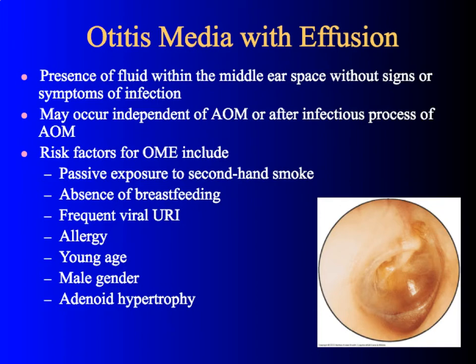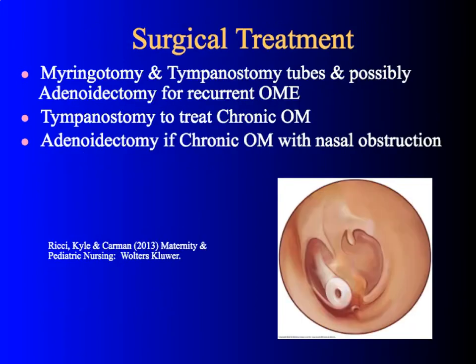The risk factors for OME include a passive exposure to secondhand smoke, absence of breastfeeding, frequent viral upper respiratory infections, allergies, a young age, male gender, and adenoid hypertrophy.